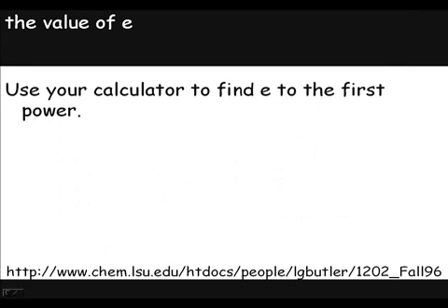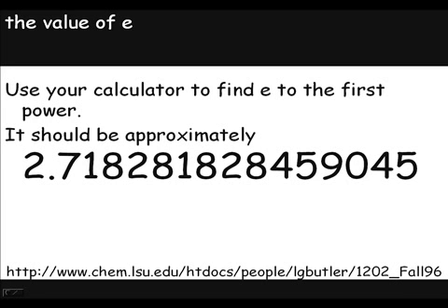The value of e. Use your calculator to find e to the first power. You'll see on the TI-83s and 84s, it's kind of next to the 4. There's a second button there. Second LN will give you e. So just take that e to the 1 and see what you get. You get something not quite that long on your calculator, but you get something that looks like that: 2.7, 1828, 1828, 459045. Believe it or not, by the time you finish this lesson, you're going to be able to recite all those digits from memory.